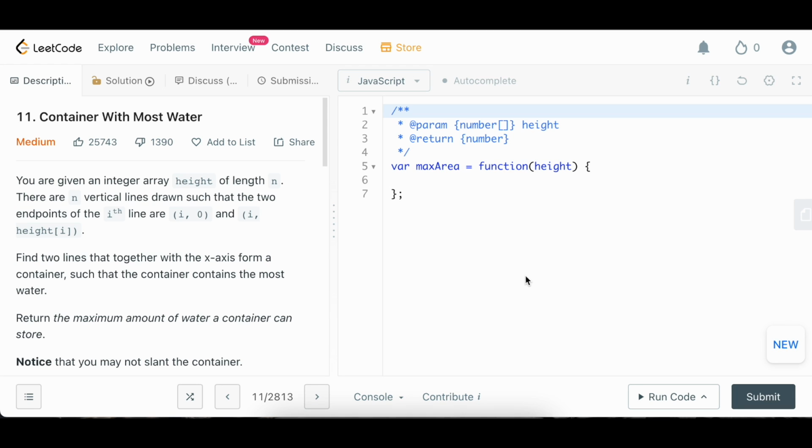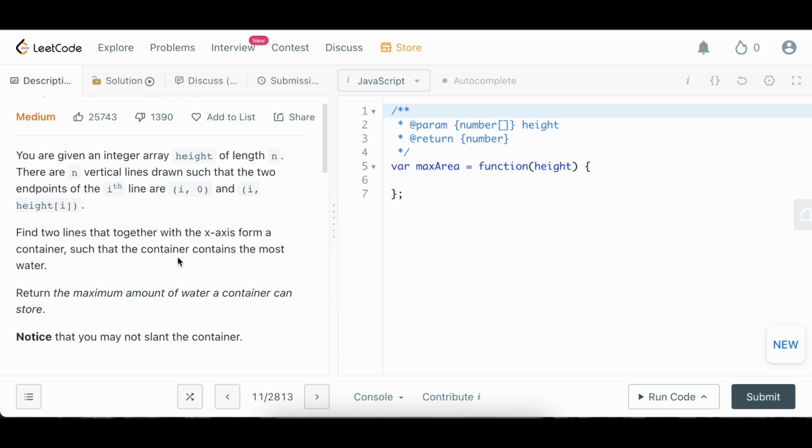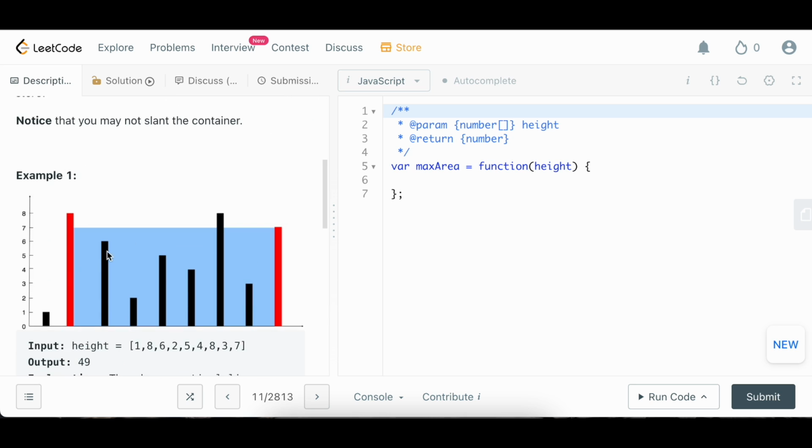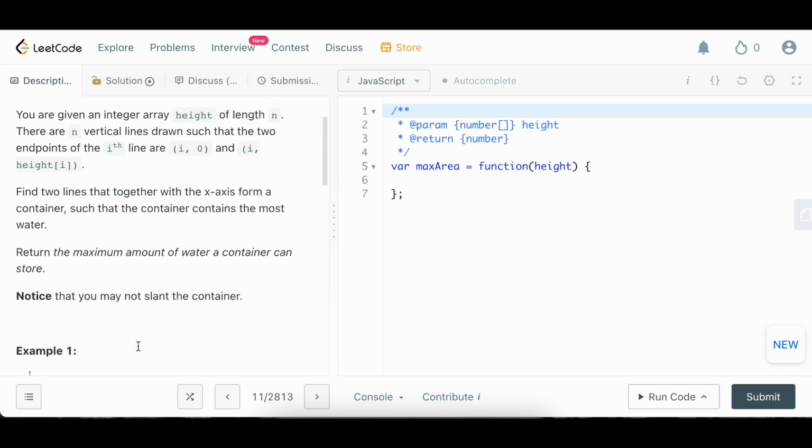So the problem that we are going to solve today is container with most water. You are given an integer array height of length n, and then there are n vertical lines such that the two endpoints of the ith line are (i, 0) and (i, height[i]). So basically you are given a vertical line, and the coordinates here are i comma 0, and then whatever the height that is being given at this point.